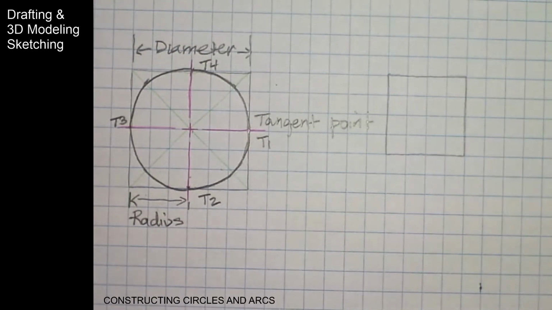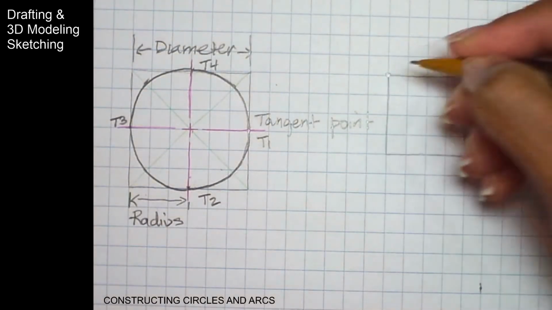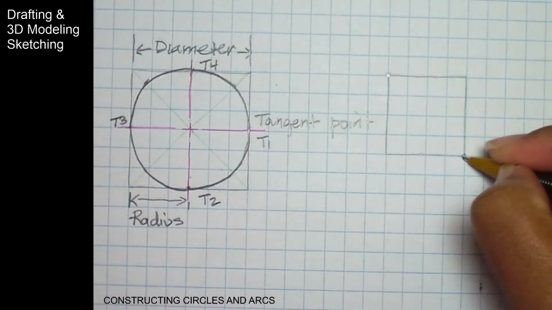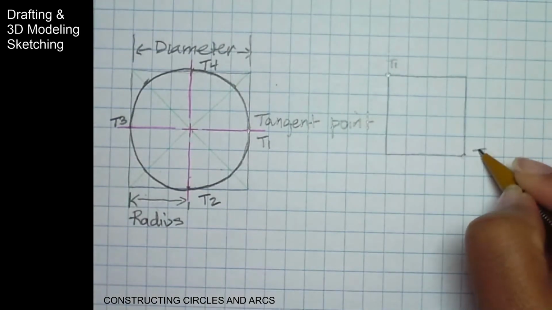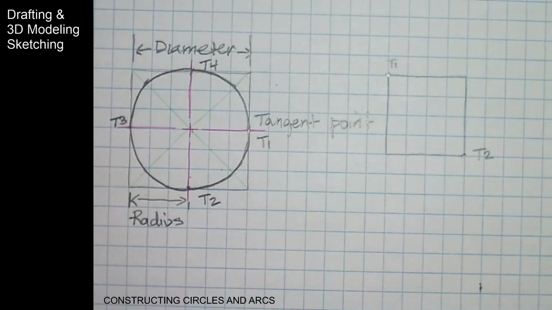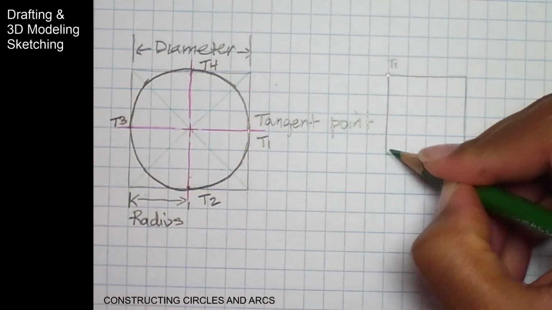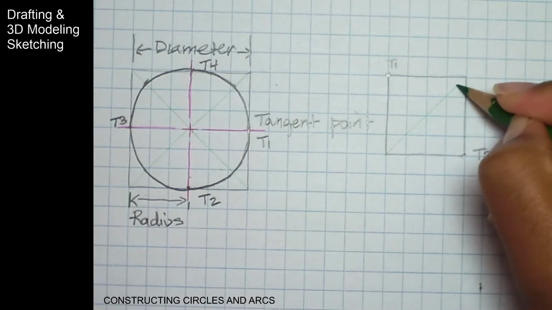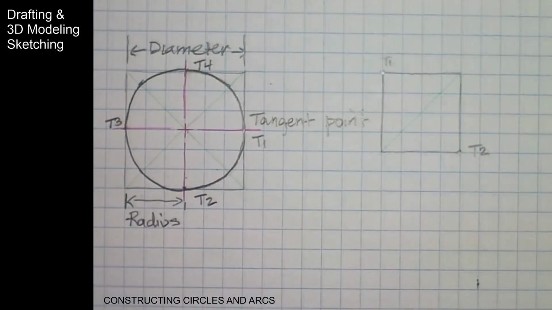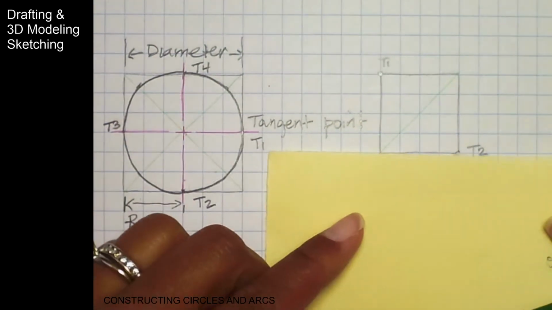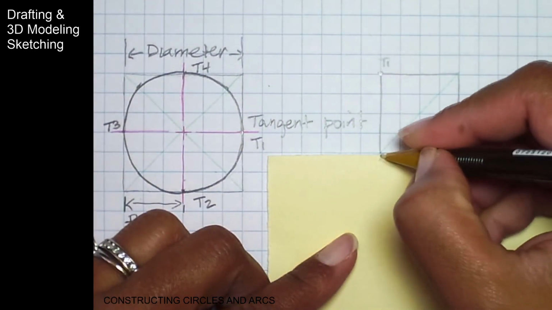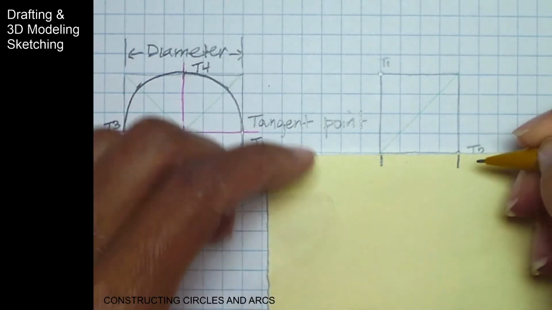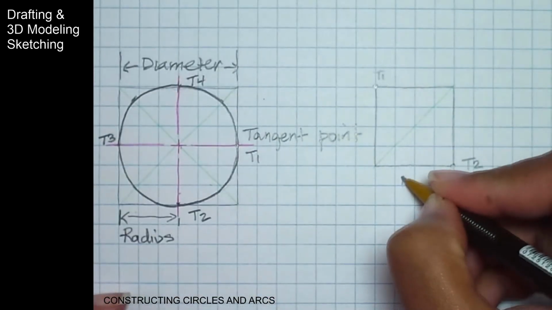We don't have to find the midpoints because this will be our tangent, this will be our tangent, depending on the direction we're going in. So T1, T2. We do need our diagonal, so we're going to go in with our diagonal, right? I'm going to mark off my radius, right? So this would be our radius.